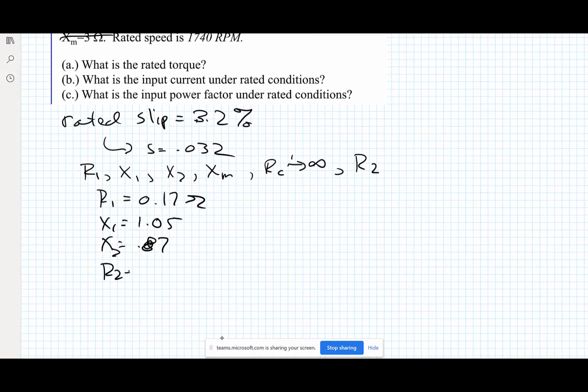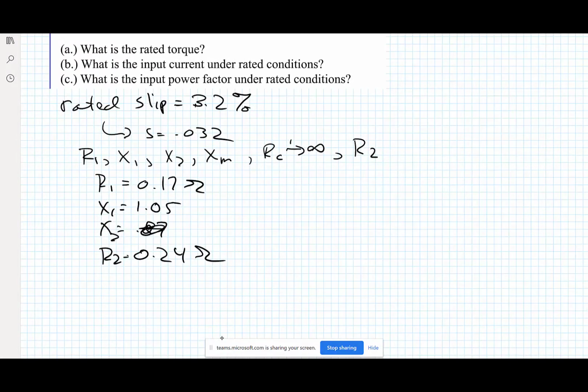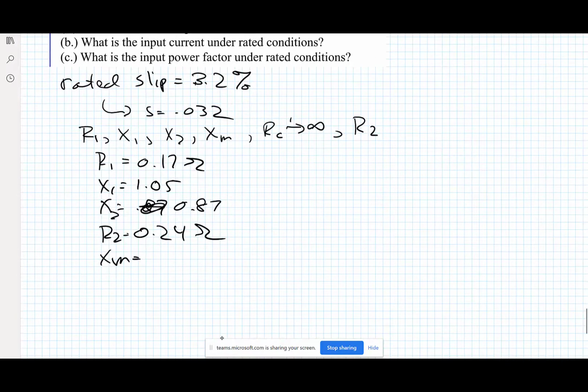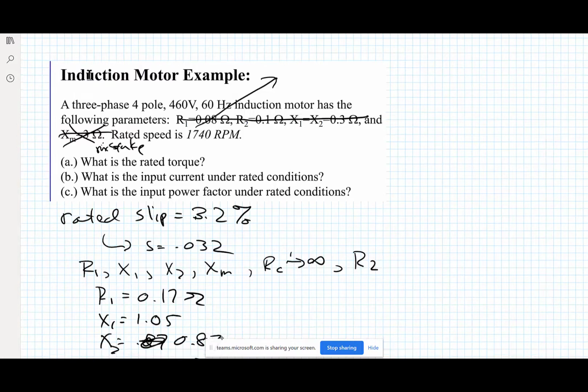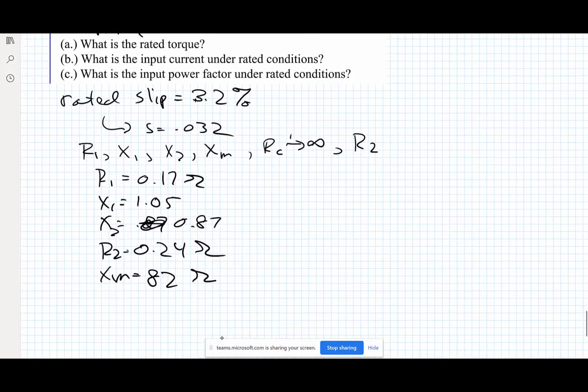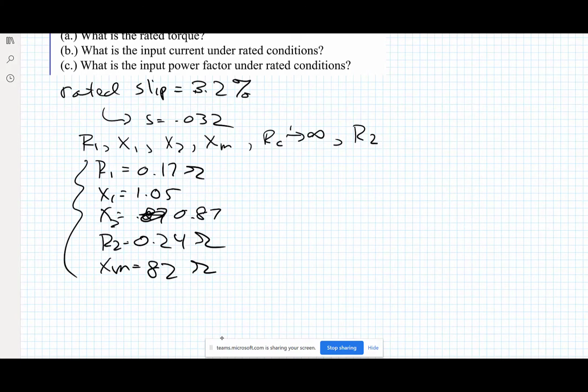I want to go through this in another 5 minutes. R2 is 0.24 ohms. And then XM is 82 ohms. I think there's a mistake in this little example problem, it's too close to the other values. But anyway, these are the parameters I'm going to give you.